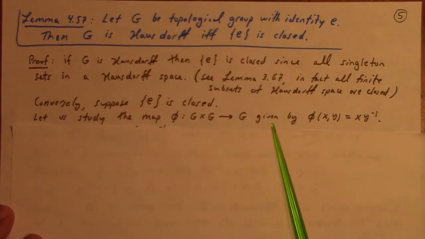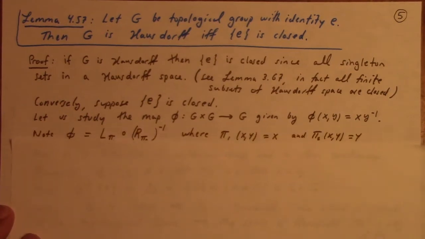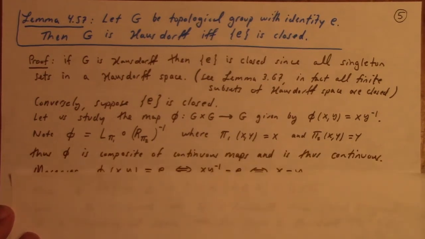G cross G to G, given by the multiplication x y inverse. And if you look at this, you can see that that's the composite of left multiplication composed with pi 1, composed with right multiplication with pi 2 inverse, where I'm saying pi 1 of (x, y) is equal to x, and pi 2 of (x, y) is equal to y. So, lo and behold, phi is a composite of continuous maps, and is therefore continuous.